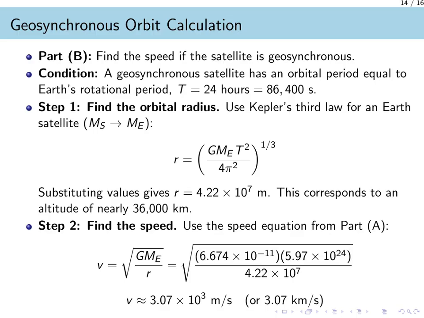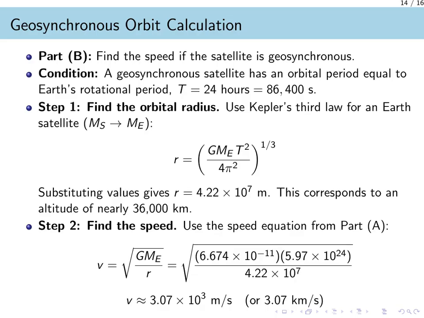First, we must find the specific orbital radius that corresponds to this period. We use Kepler's third law, which relates the period, the planet's mass, and the orbital radius. Plugging in the values for Earth gives a radius of about 4.22 times 10 to the power of 7 meters. This is a very high orbit, corresponding to an altitude of nearly 36,000 kilometers.